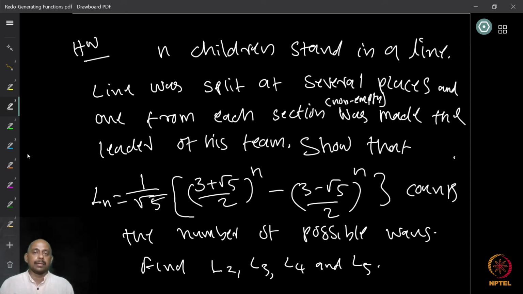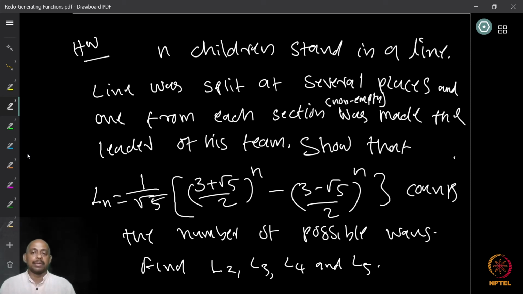So here is a homework question. We have n children standing in a line, and the line was split at several places, and one from each section, let's say sections are non-empty, was made the leader of his team, right? Because each section is non-empty, I can choose one person and then make him the leader of his team. Then show that, let's say, Ln is equal to 1 by root 5 into (3 plus root 5 by 2) whole raised to n minus (3 minus root 5 by 2) whole raised to n.